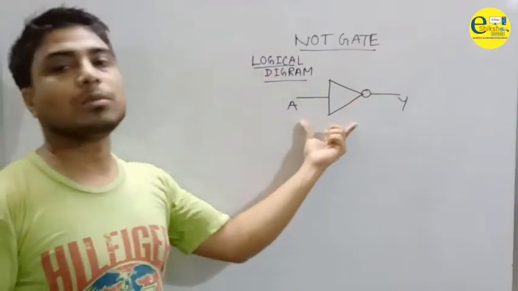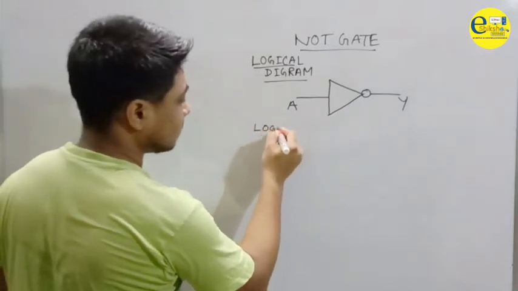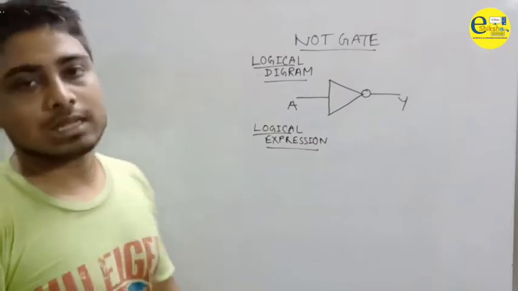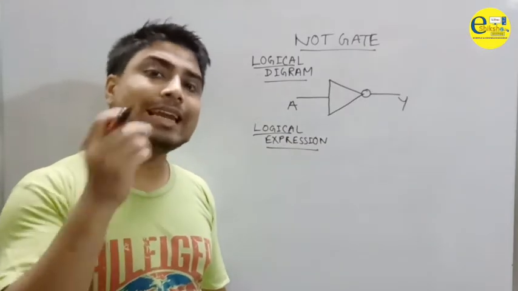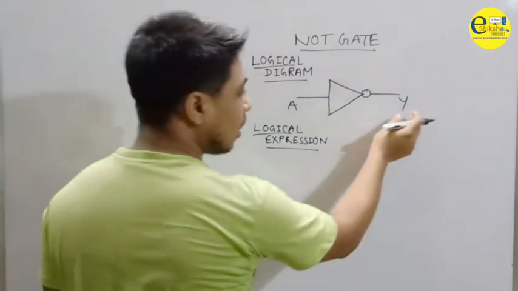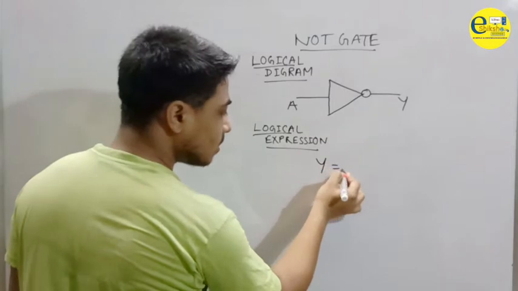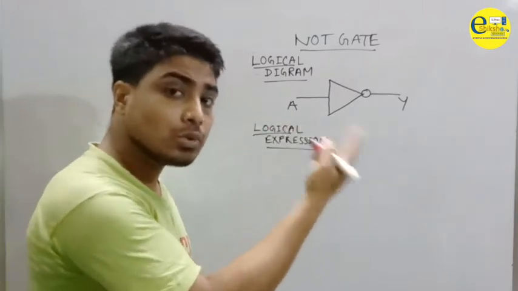So this is the logical diagram of the NOT gate. Now let's come to the logical expression. Logical expression means how the output is related with the input. So what is the output here? Here the output is Y.